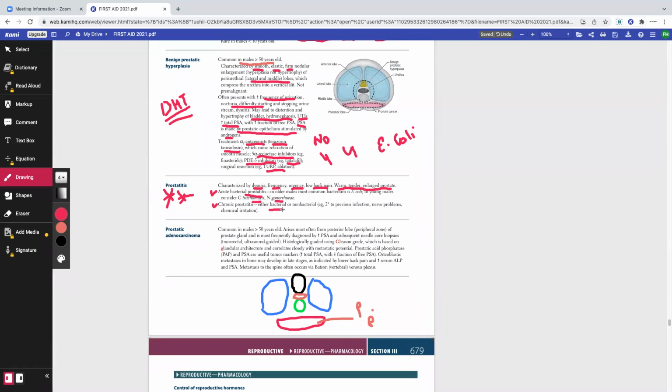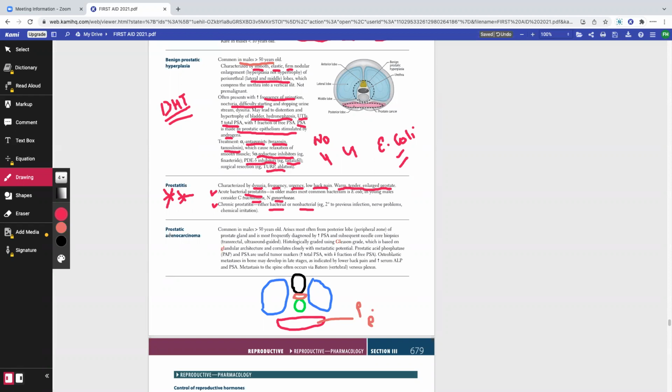So chronic prostatitis is either bacterial or non-bacterial, and that's basically what it is. The organism is E. coli. For E. coli, we try to prescribe the patients antibiotics, ceftriaxone. For Neisseria and for chlamydia, we also give ceftriaxone and doxycycline.